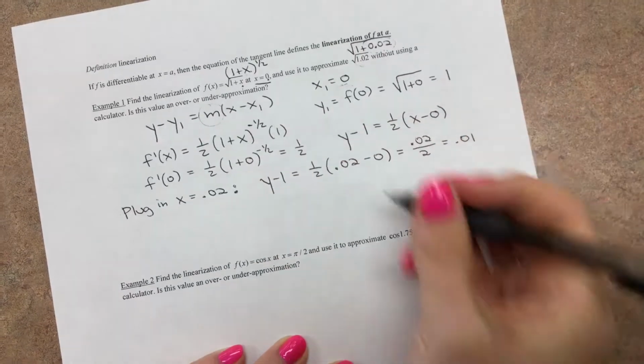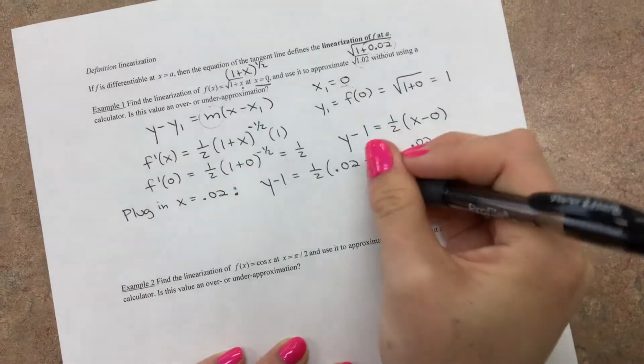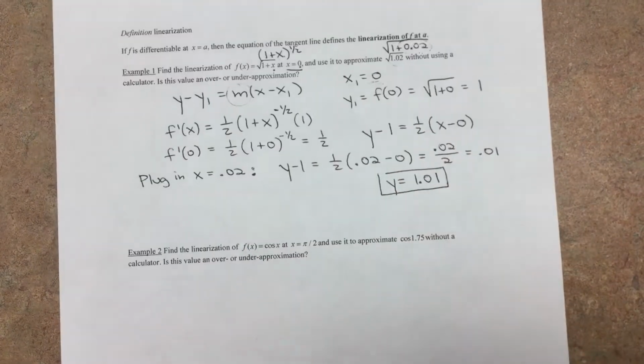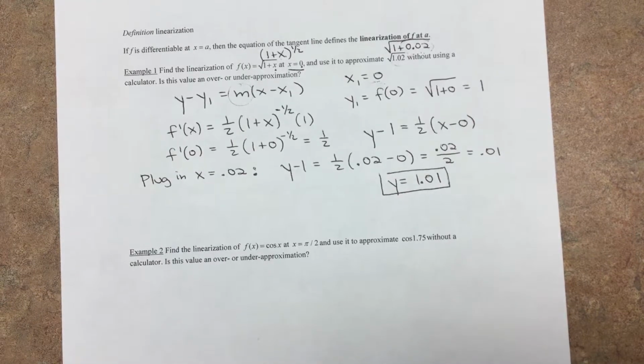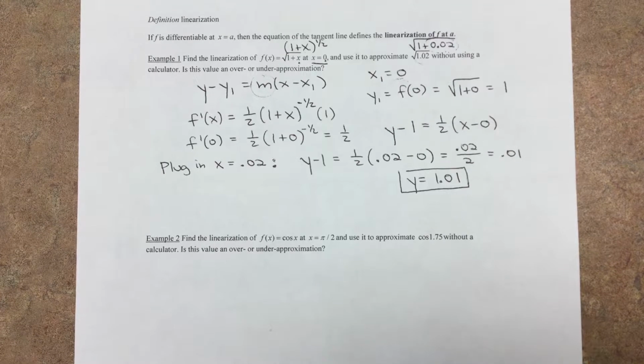And then we're going to add the 1 over to the other side. So y is 1.01. So that's our approximation. That's the first part. This is the approximation of what the square root of 1.02 would be. And then every question for this section, I'm going to ask you, is this value an overestimate or an underestimate, or an over approximation or an under approximation?